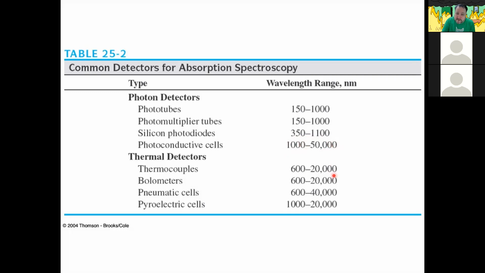They're still detecting photons. You can also look at a thermal change, so a thermocouple, a bolometer, a pneumatic cell, or a pyroelectric cell. Not too many of these are being used. Pretty much anybody doing IR now is going to use one of these photoconductive cells. I almost guarantee that if I took apart that FTIR over in the balance room, I would find one of these and not one of these. But phototubes and photomultiplier tubes, yeah, those are really common.